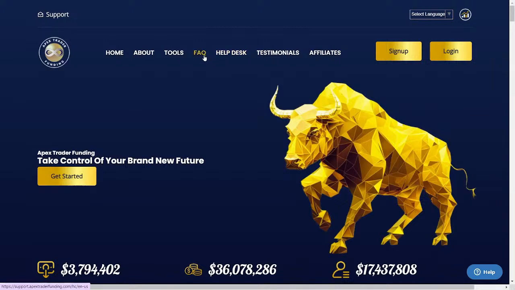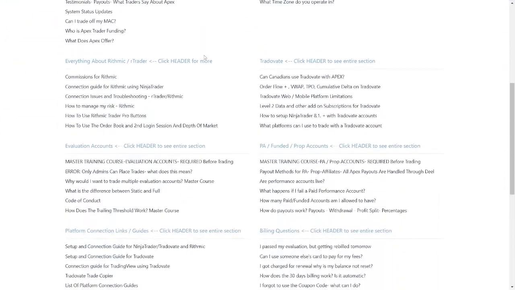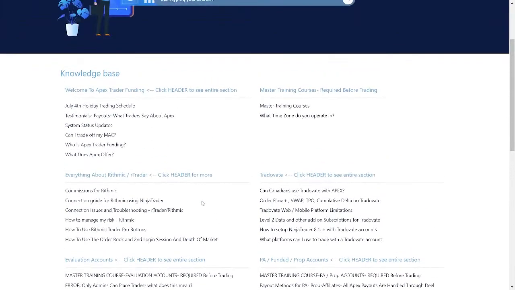They also have a frequently asked questions up here. Let's jump over there. This is a large knowledge base where you can typically find an answer to any of your frequently asked questions, such as about Rhythmic, or, for example, about the trade copier, or their drawdown rules, or fees, or what happens when I pass a challenge, those types of questions.